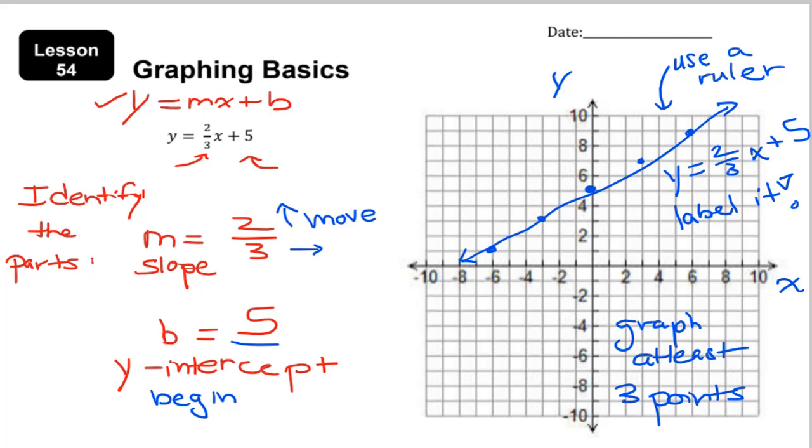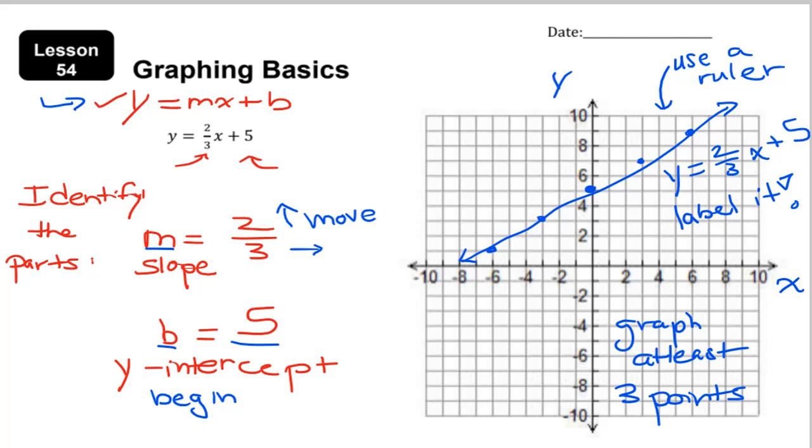All right, so we just talked about a lot of things. In order to graph, the first thing I have to check is it in y equals mx plus b form? Once I know that it is, I'm going to identify the parts. I'm going to identify the slope, and then I'm going to identify the y-intercept. When I begin my graph, I want to start with the letter b, which is the y-intercept, along the y-axis, and I'm starting at 5.